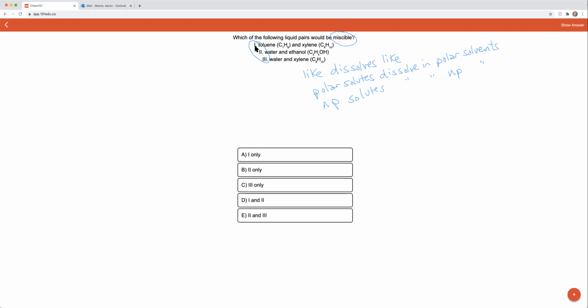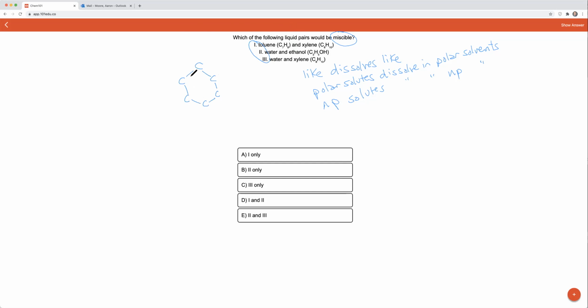Okay, so for toluene, the structure isn't shown there. That's part of the reason why I wanted to do this one with you guys, because it's not really clear perhaps what it looks like or what the Lewis structure is. Let me erase that. Let me do this. Okay, it's a 6-membered carbon ring. So you've got 6 carbons in a ring. This is toluene.